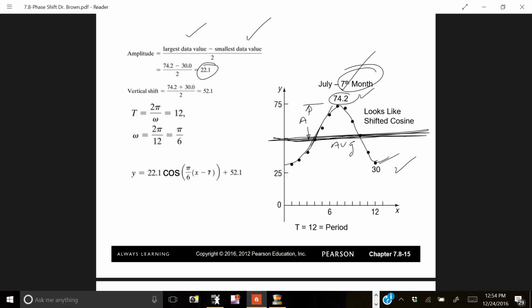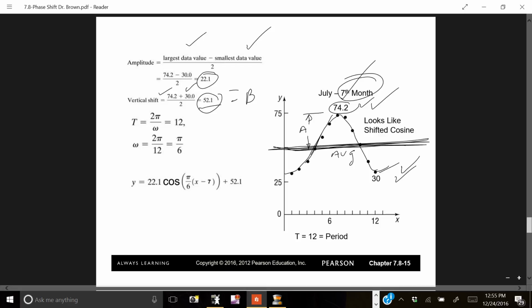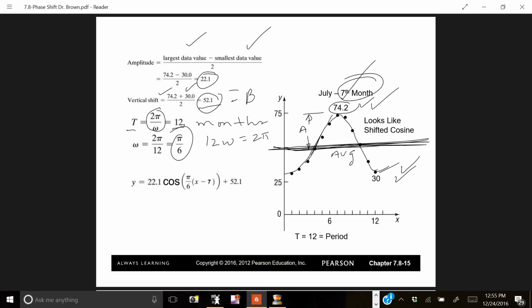So we're going to build a cosine wave shifted by 7, and the vertical shift is going to be the average of the peak and the minimum. So we add 74.2 plus 30, divide by 2, and the vertical shift, our B, is going to be 52.1. Now, we know the period is 12. That's 12 months. So 2 pi over omega has to be 12. So 12 omega equals 2 pi. So omega is equal to pi over 6. So now we can just plug this into our formula.